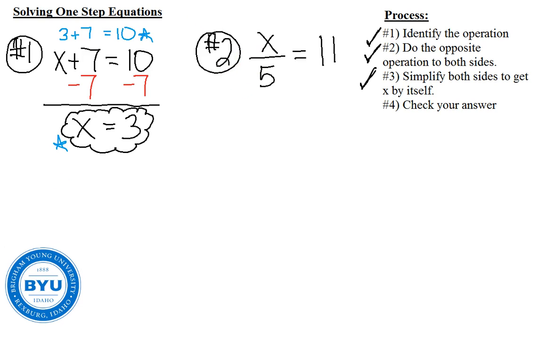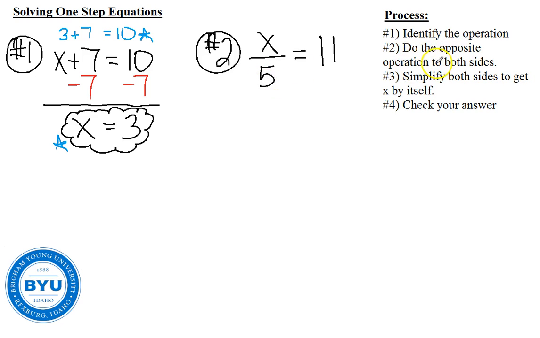Let's try it here with this number 2. In number 2, we have x divided by 5 equals 11. So let's identify the operation. What's being done to the x? Ooh, a divide by 5.